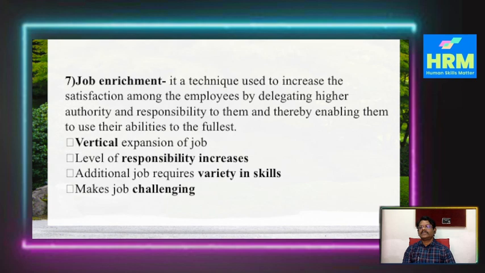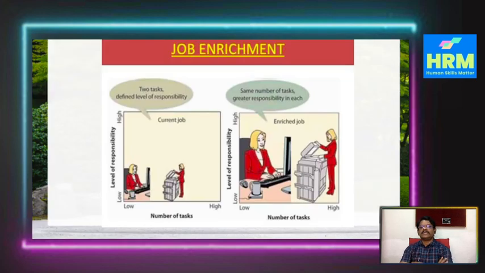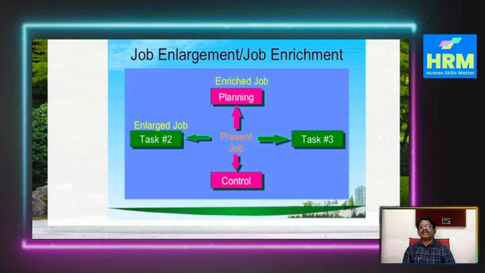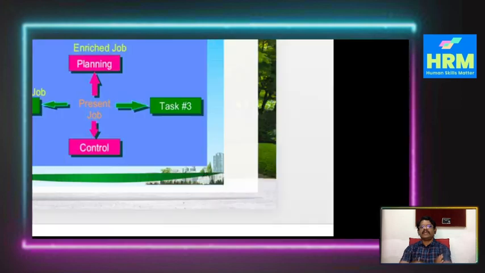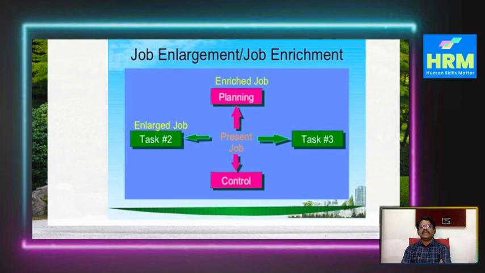Okay. So then you can see the enriched job and the enlarged job. You can see more tasks when it is enlarged. You can see that enrichment is controlled, and there is upward movement from the lower level to the higher level. That is the difference between these two.